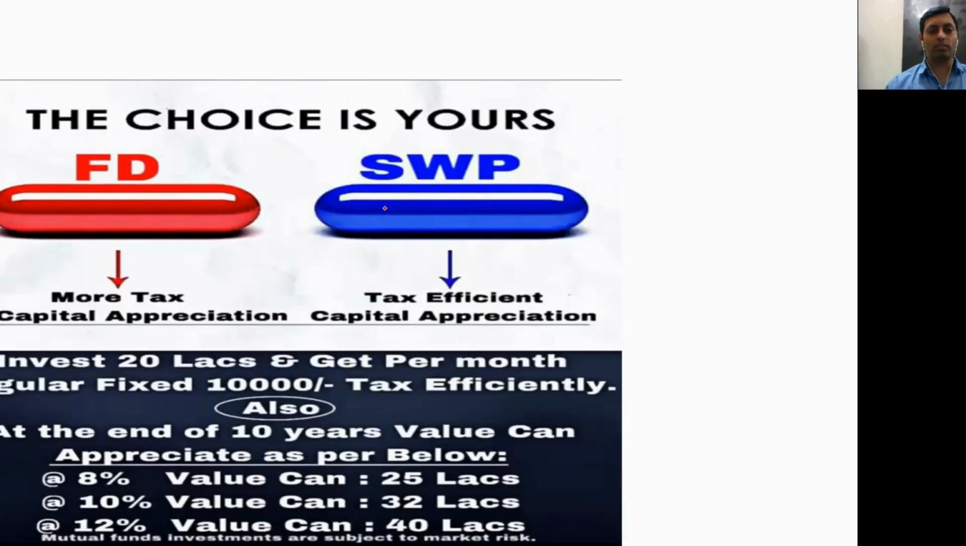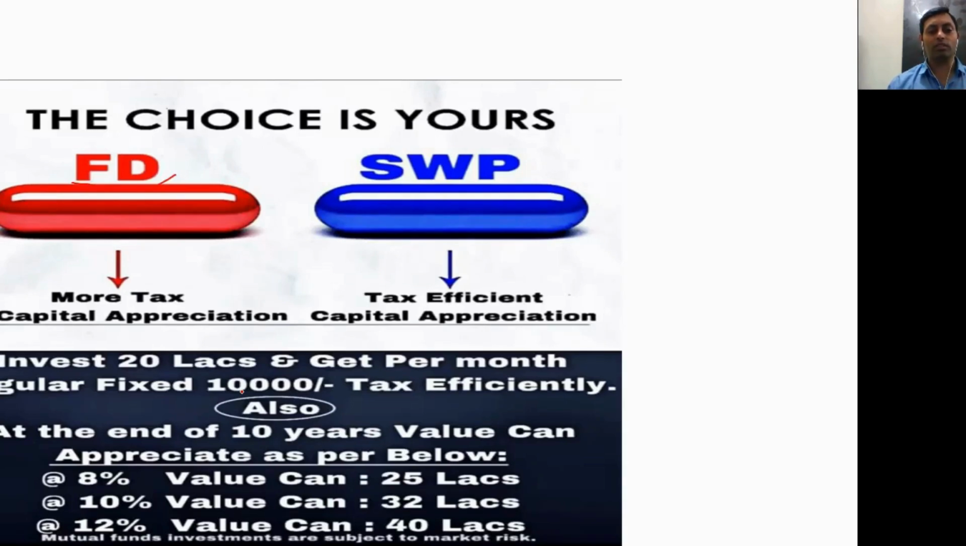Suppose I'm taking a comparison between an FD and how this works with the systematic withdrawal plan from the mutual fund side. Suppose I invested 20 lakhs. There is no condition that you need to invest 20 lakhs, that is not the minimum. We can do either 10 lakhs or 5 lakhs, even 1 lakh also. According to that, the monthly withdrawal can vary.